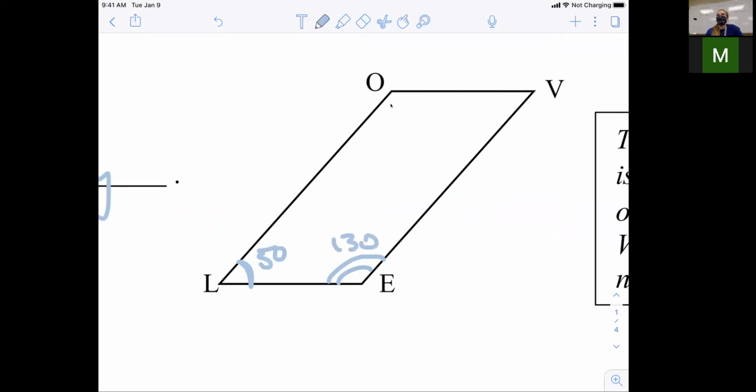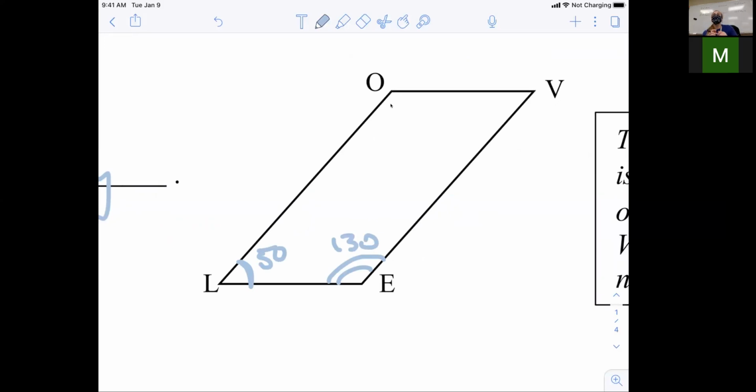Does anyone know why I'm allowed to do that? Why do I know that? Why do I know that those are supplementary? Give me more words than that. That's what I want, Maggie.